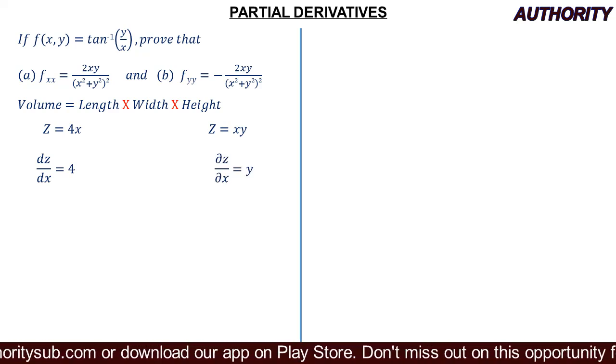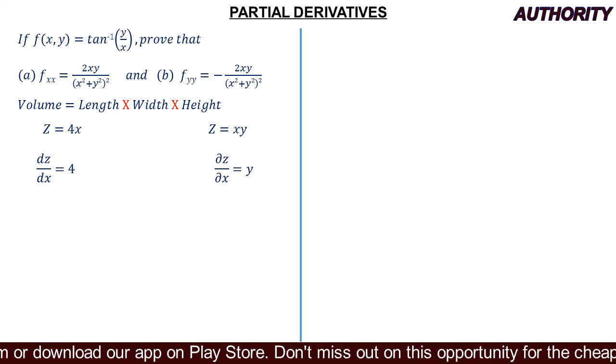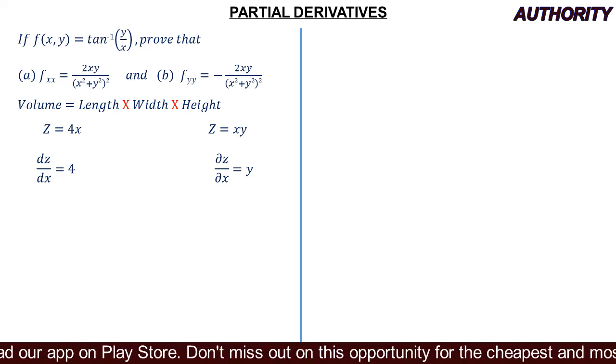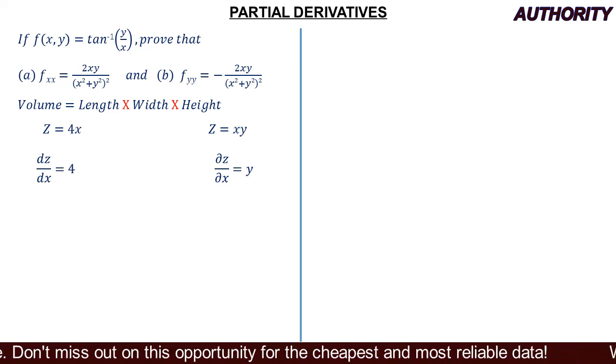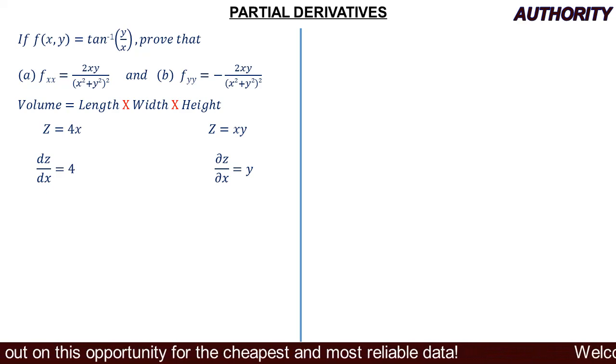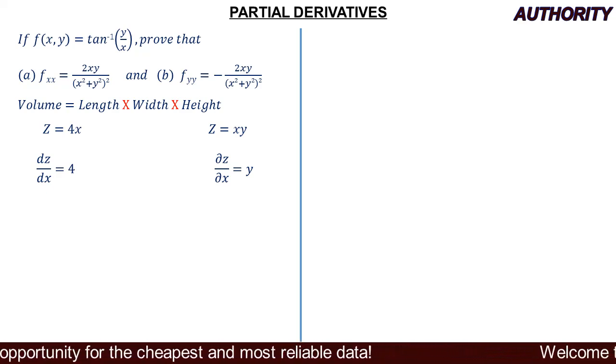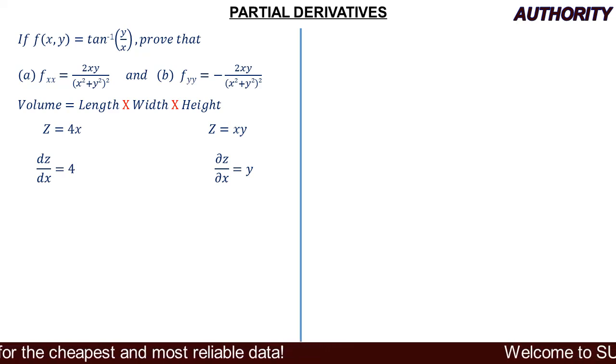Okay, just take a look at this. z is equal to 4x. We differentiated, and then we have 4, right? Because 4 is the constant. And then here we have z is equal to xy. We differentiated with respect to x. Then we have what? y. Good. Now let's go again.